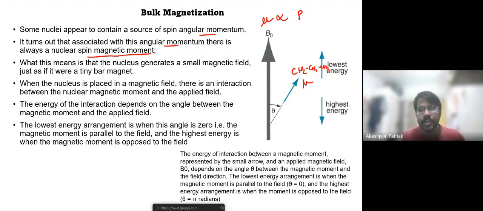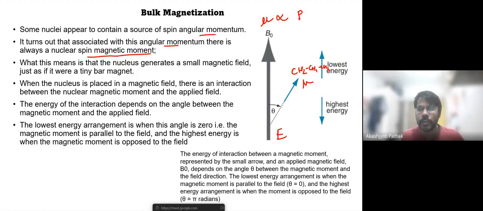Okay, so the energy of interaction between the magnetic moment, which is represented by the small arrow, this is the magnetic moment mu, and the applied magnetic field, which is denoted by this arrow B naught, depends on the angle theta. The energy of interaction between the magnetic moment and the externally applied magnetic field is related by the angle between these two, between the magnetic field and the magnetic moment.